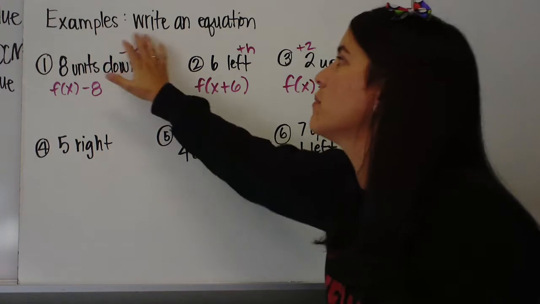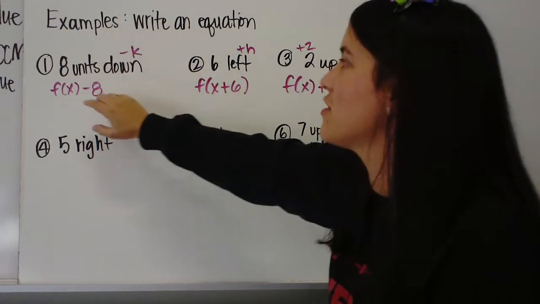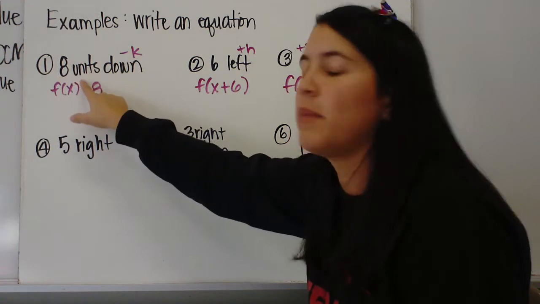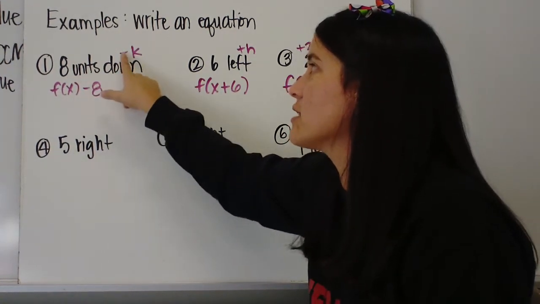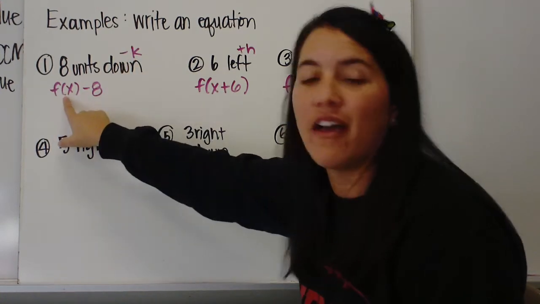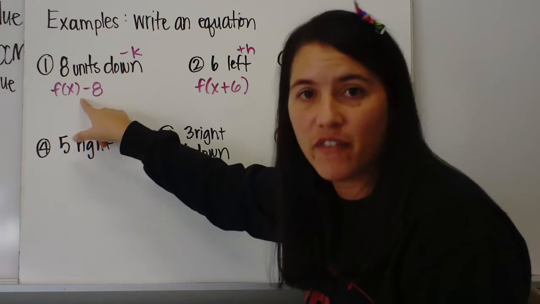So we're going to use some right examples. We're going to write equations for examples. So the first one is if you have a parent function, you want to shift it 8 units down. So if you're going down, it's going to be minus K. So f of x is your parent function minus 8. So that's your equation, f of x minus 8.